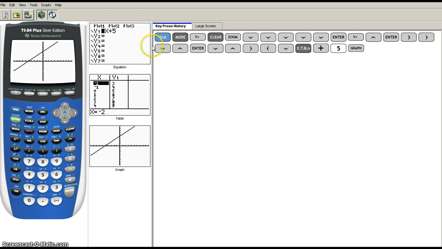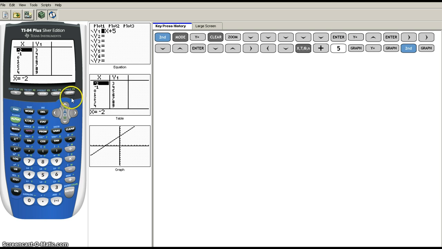On my screen, I can see the equation, I can see the graph, and I can see a table. If you want to go back to your equation, you just hit the y equals. If you want to go back to the graph, you hit graph. If you want to see this table, click second table.